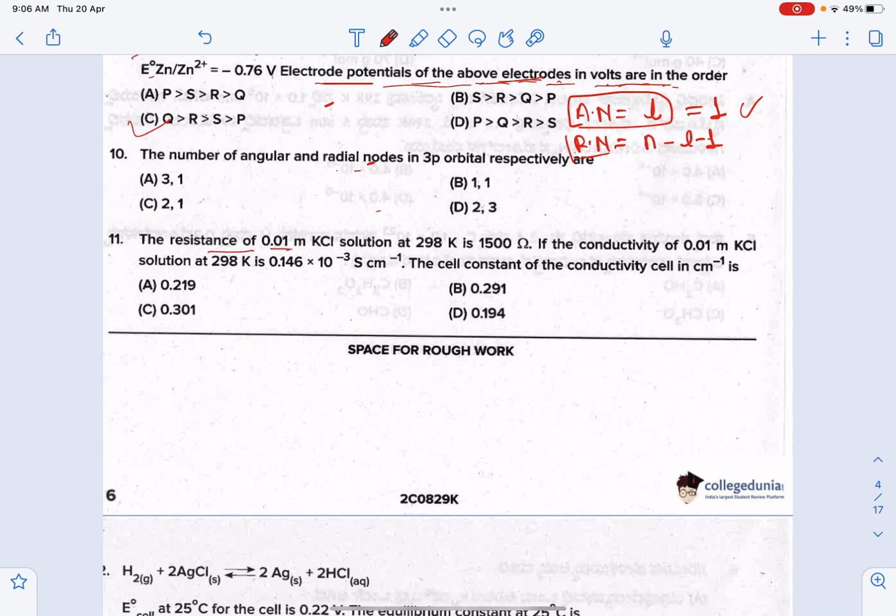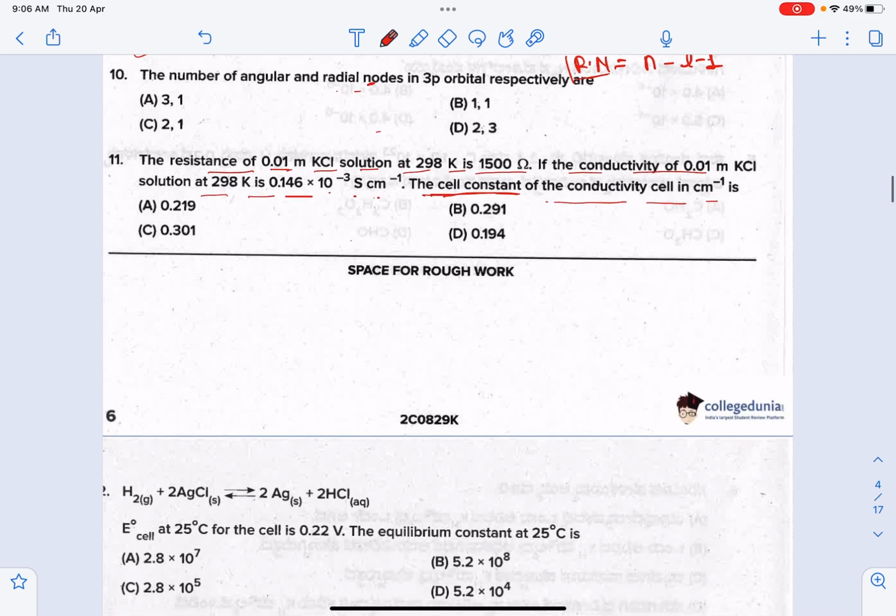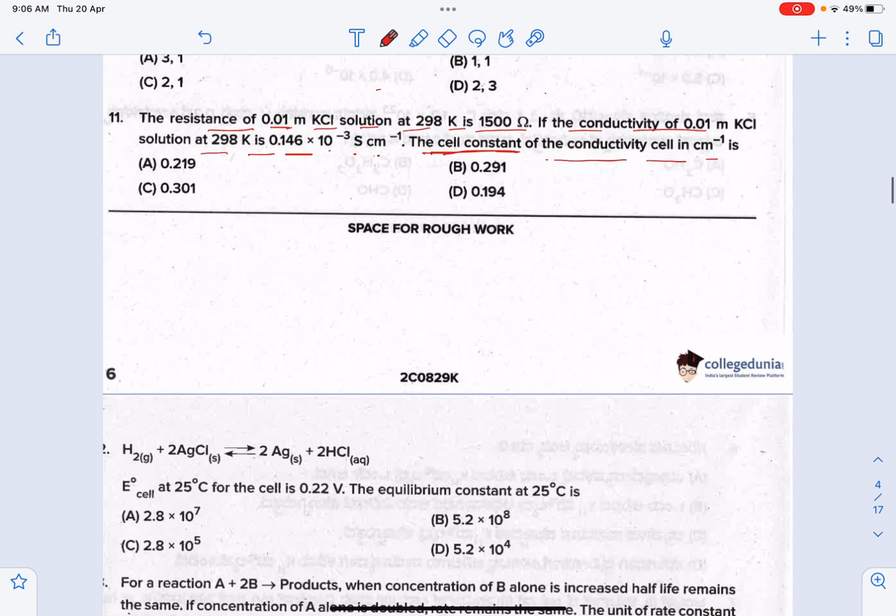The resistance of 0.01 M KCl solution at 298 Kelvin is 1500 ohm. If the conductivity of 0.01 M KCl solution at 298 Kelvin is 0.146 × 10^-3 S per centimeter, the question asks for the cell constant of the conductivity cell in per centimeter. Just put the formula and calculate the value.